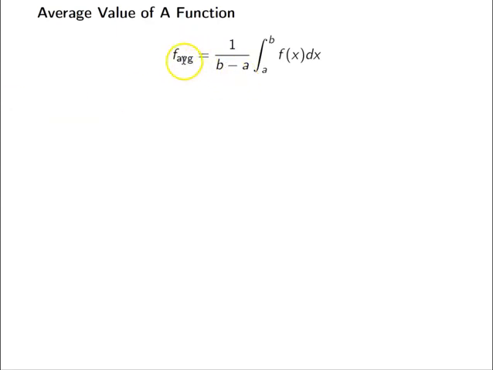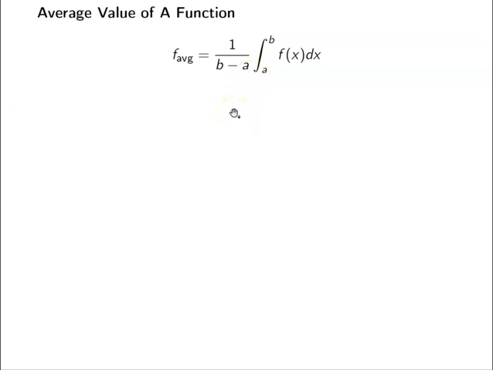Okay, so the average value of a function is 1 over b minus a, the length of our interval of integration, multiplied times the integral from a to b over that interval, right? So 1 over the length. So again, you can think of this as the area divided by the length, right?